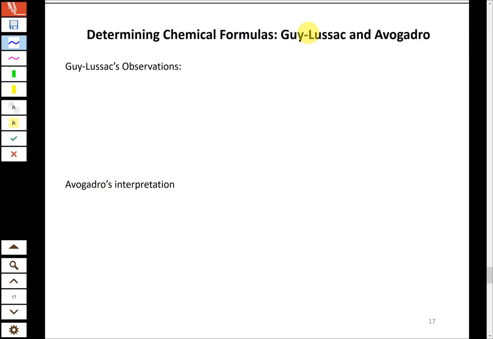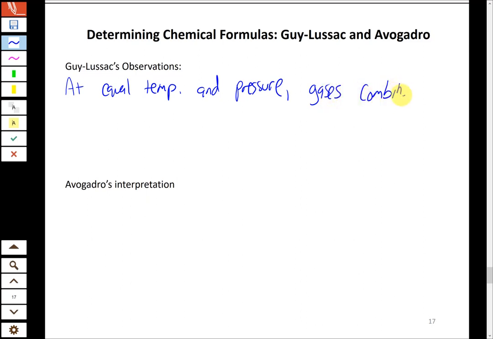So Gay-Lussac was doing chemical reactions on gases, and what he found was that if you have gases at equal temperature and pressure, this is another topic that I think is introduced probably earlier than we need to, but it is sort of related to some of this early stuff, so we throw it at you. This will make more sense later on in the course, but at equal temperature and pressure, gases combine in chemical reactions in fixed whole number ratios.